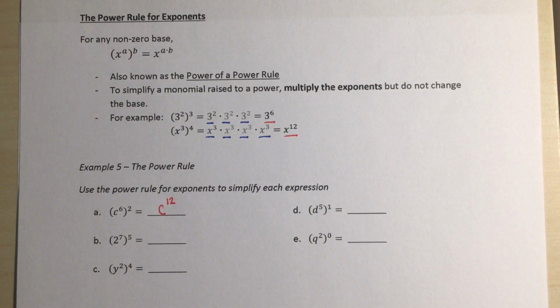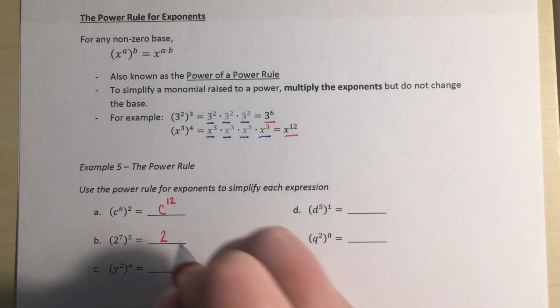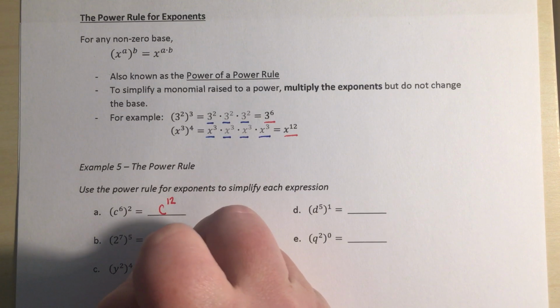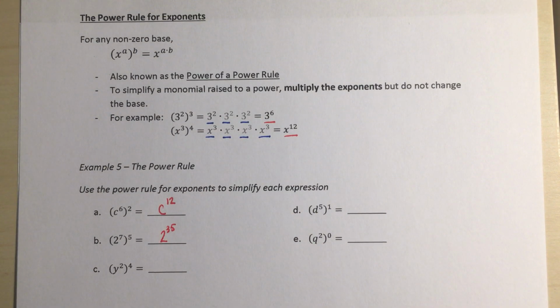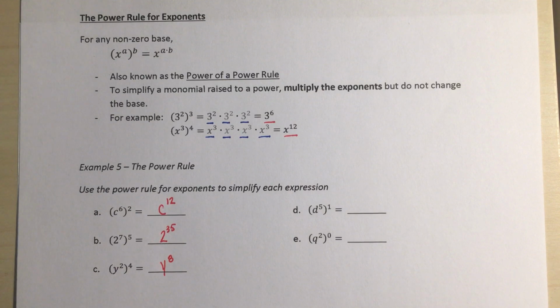Right, we have 2 to the 7th to the 5th power. That means we have 5 factors of 2 to the 7th. Again, we could write them out, or we could do a quick multiplication. Our base stays 2. 7 times 5 gives us 35. Y squared to the 4th power means we have 4 factors of y squared. 2 times 4 is going to give us 8.